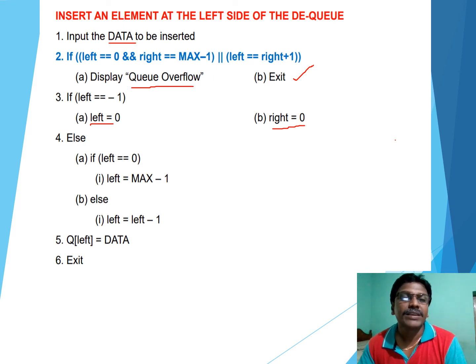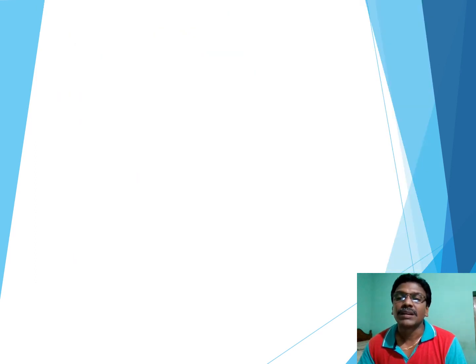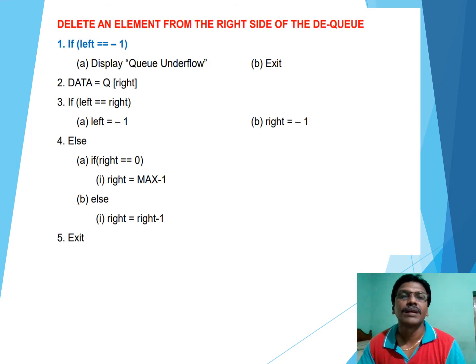Because it is a single element, both indexes, left and right, are at the 0th position. Otherwise, else if left equal to 0, right equal to size minus 1, that is max minus 1, assign to the left pointer. Otherwise, left equal to left minus 1, then the read data is stored to the queue of left. This is the insertion of an element at the left side of the double-ended queue. The another algorithm, DEQ: deletions.